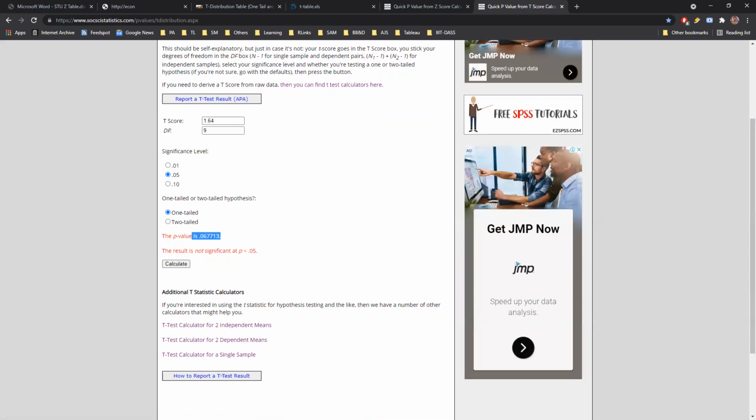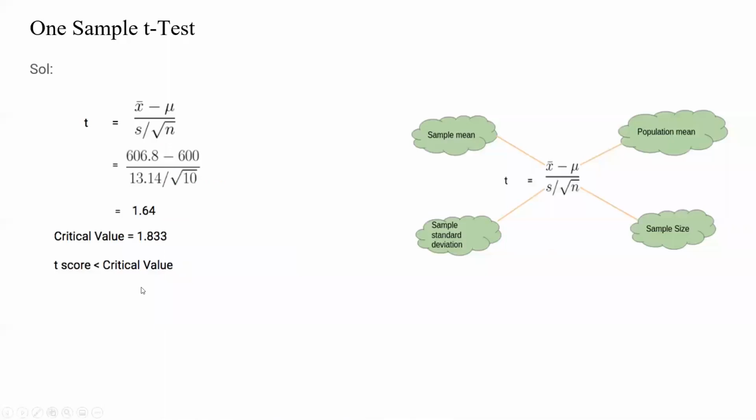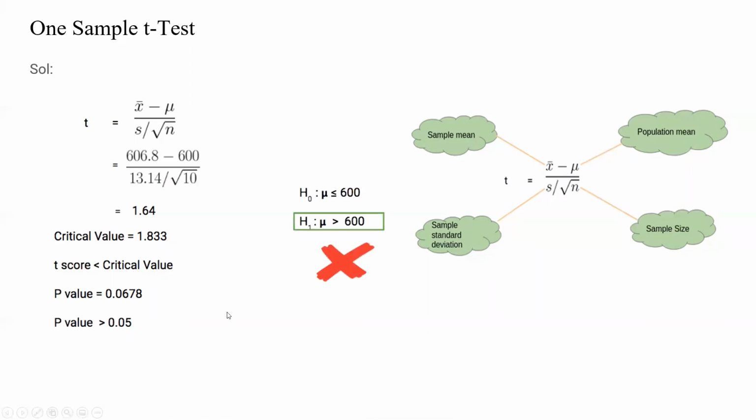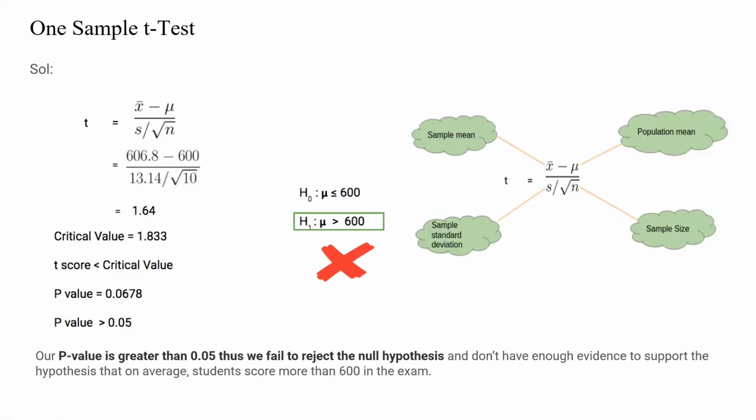So if I go back to my PPT, my p-value is 0.0678, which is actually greater than 0.05, our level of significance. So we fail to reject the null hypothesis, saying that here we do not have enough evidence to prove that students actually score more than 600 marks in an exam. So this is the t-test. Earlier, using the z-test, we proved otherwise.